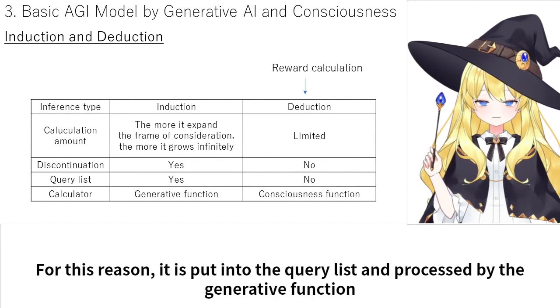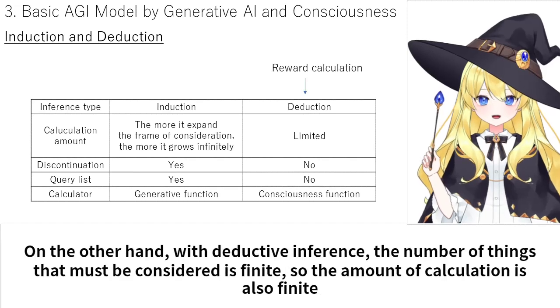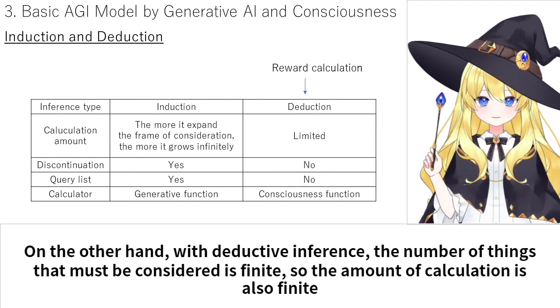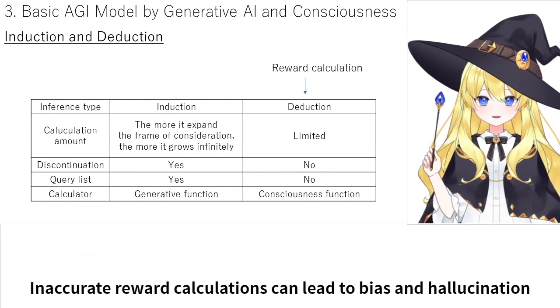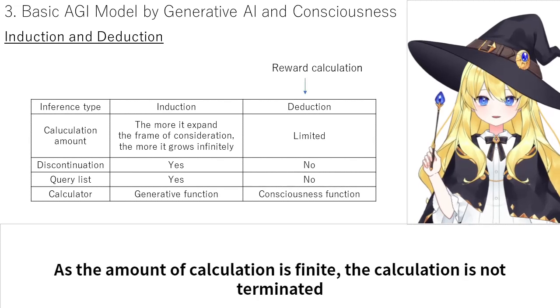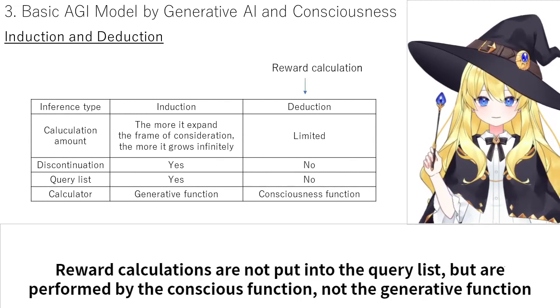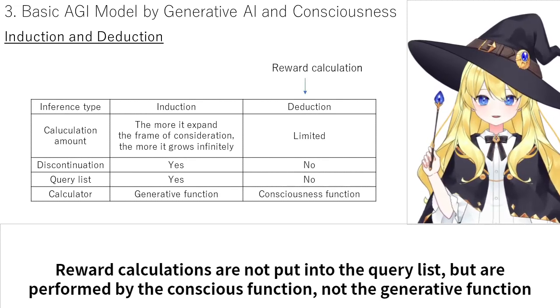For this reason, it is put into the query list and processed by the generative function. On the other hand, with deductive inference, the number of things that must be considered is finite, so the amount of calculation is also finite. Inaccurate reward calculations can lead to bias and hallucination. As the amount of calculation is finite, the calculation is terminated. Reward calculations are not put into the query list, but are performed by the conscious function, not the generative function.